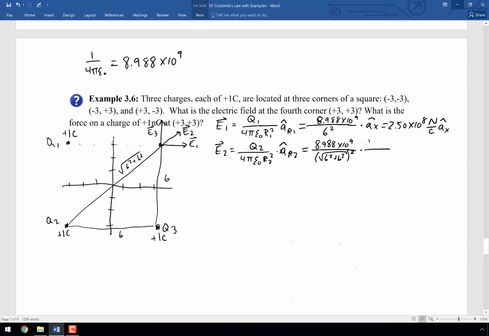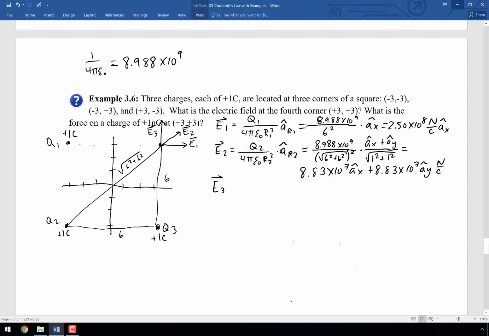And then multiplied by a sub r2. Well, a sub r2 has an a sub x component, and it has an a sub y component. But if we just left it like that, then it would not have a unit vector. It would have a magnitude that is greater than 1. So we're going to divide this by the magnitude of that numerator, which is the square root of 1 squared plus 1 squared. And when we work all of this out, we get 8.83 times 10 to the 7th in the a sub x direction, plus 8.83 times 10 to the 7th in the a sub y direction, newtons per Coulomb.